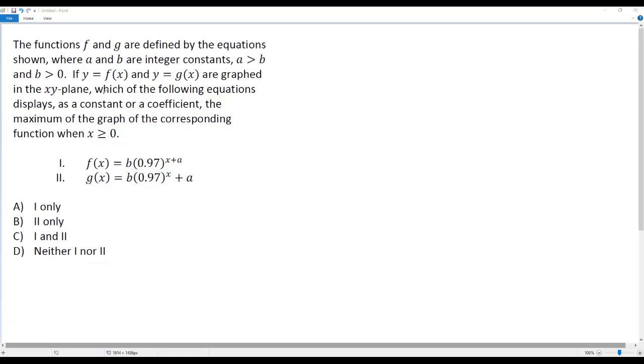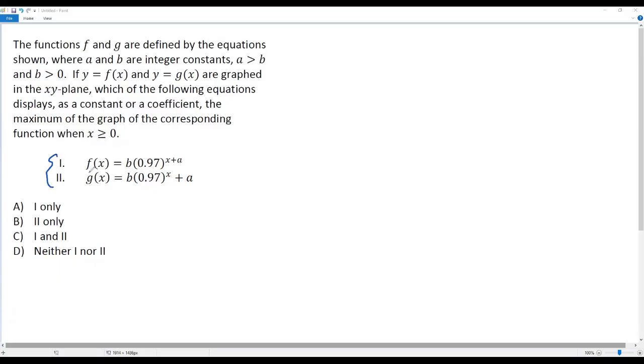Here we have a SAT math problem. Okay, let's go to the question. The functions f and g are defined by the equation shown where a and b are integer constants. A is greater than b and b is greater than 0. If y equals f of x and y equals g of x are graphed in the xy plane, which of the following equations displays as a constant or coefficient the maximum of the graph of the corresponding function where x is greater than or equal to 0?